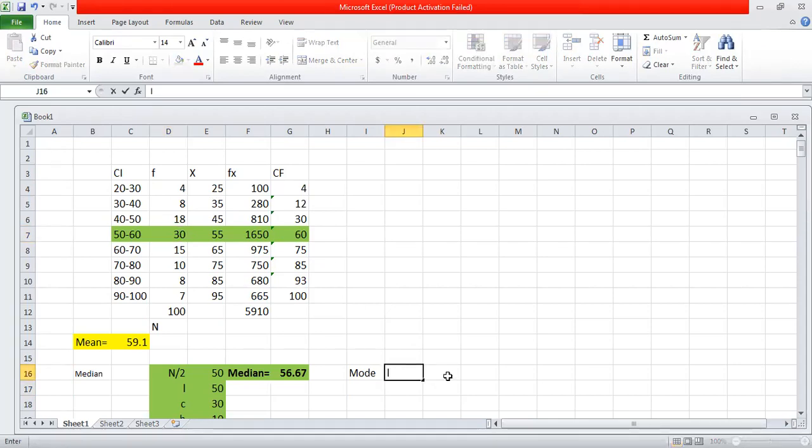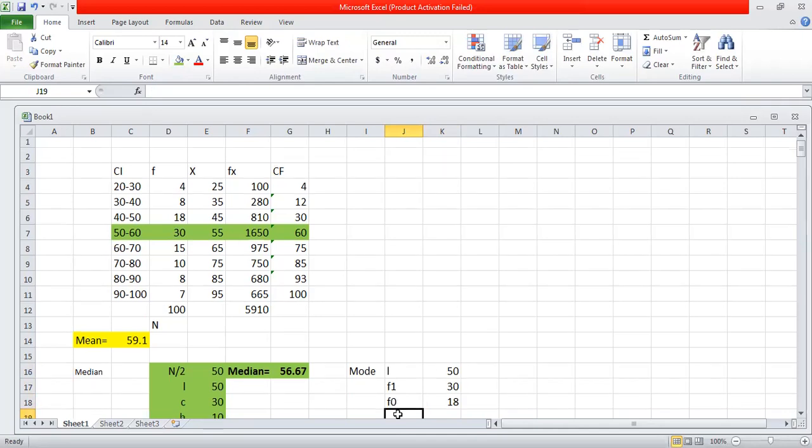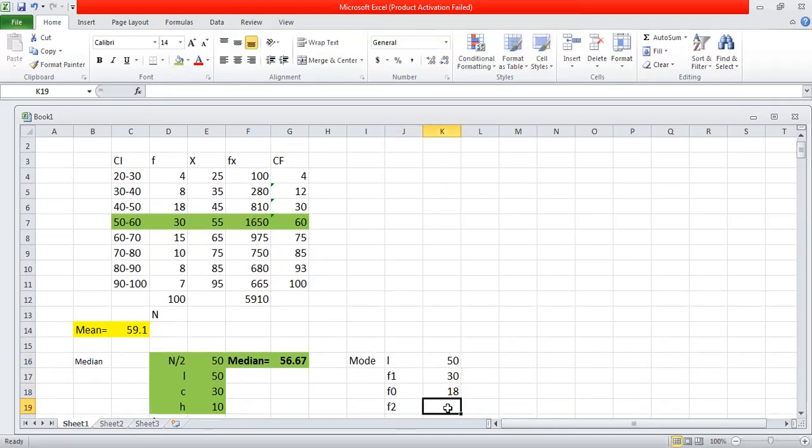First L value: L equals the lower limit, 50 itself. Next, F1 minus F0. F1 means the frequency of the modal class. What is the frequency? 30. F0 is the frequency preceding the modal class, that is 18. F2 is the frequency succeeding the modal class, that is 15.